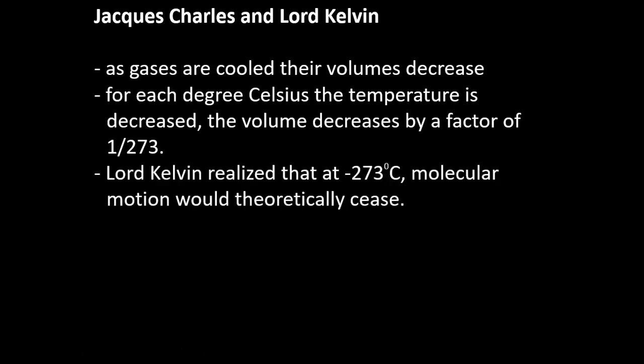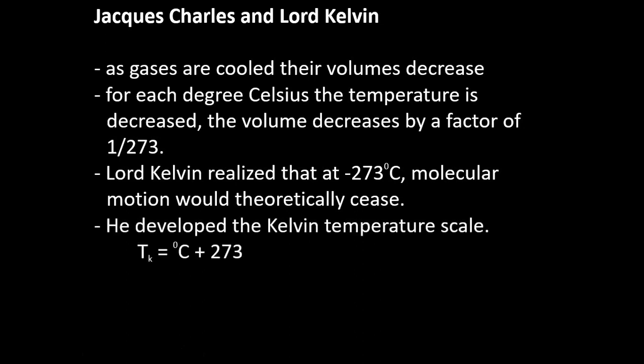And if you extrapolate that, you get down to a point where volume equals 0 at about minus 273 degrees Celsius. And so that's kind of where he figured molecular motion would theoretically cease altogether. And so he developed the Kelvin temperature scale, which is simply the temperature in degrees Celsius increased by 273. 0 degrees Kelvin then is at minus 273 degrees Celsius. 0 degrees Celsius then is 273 Kelvin.